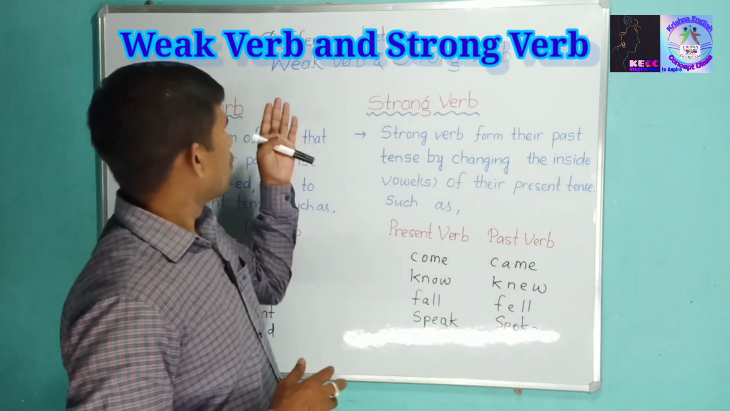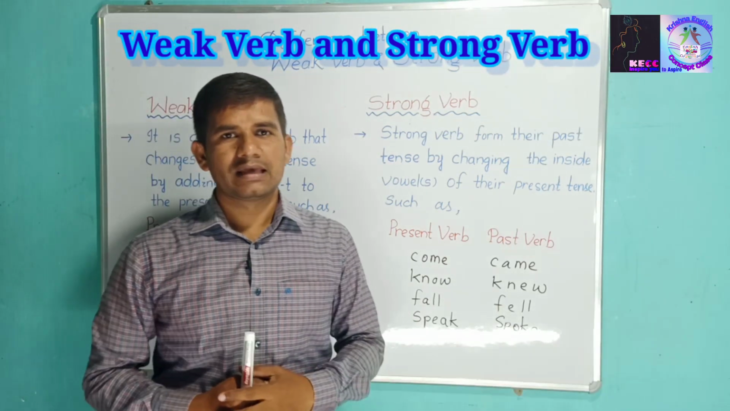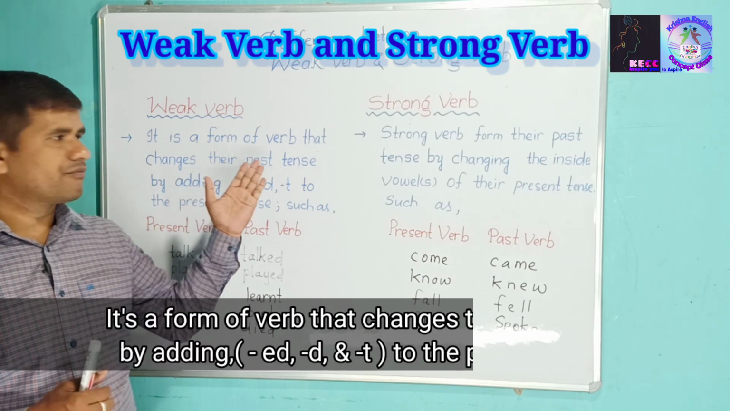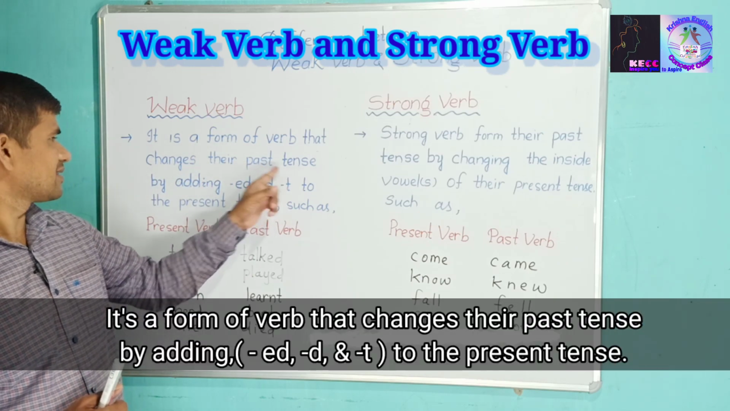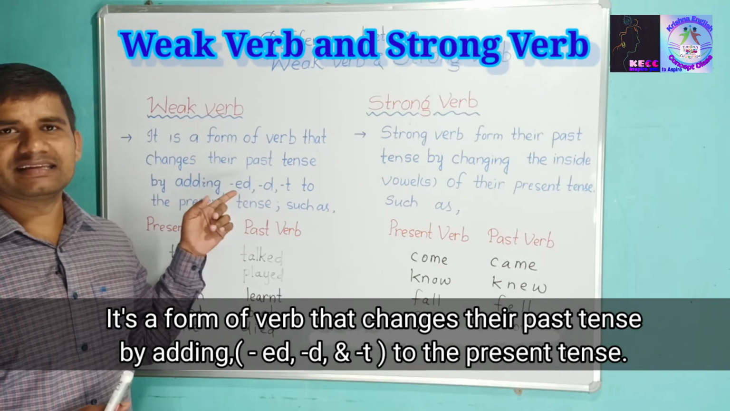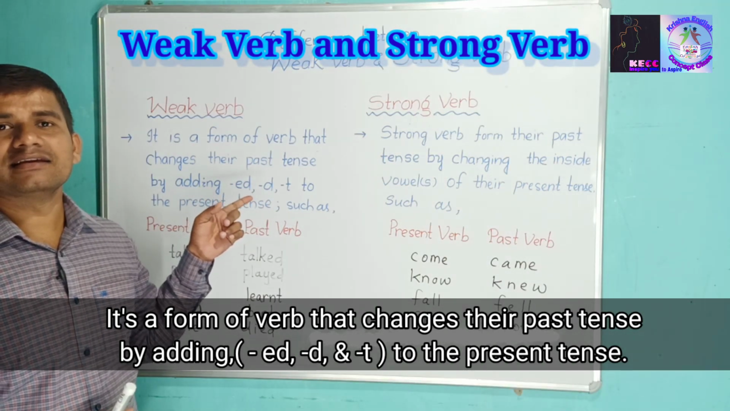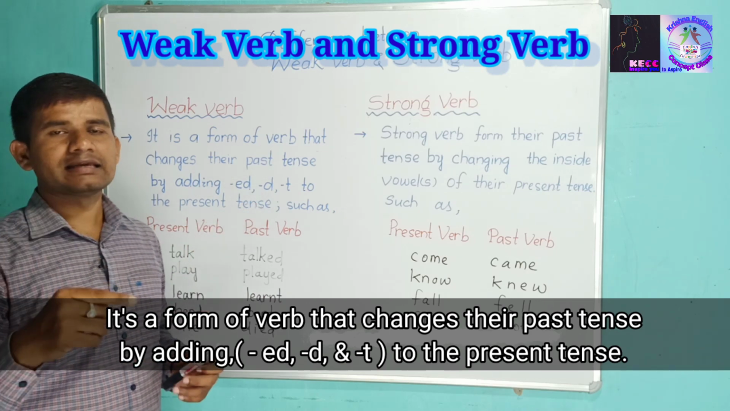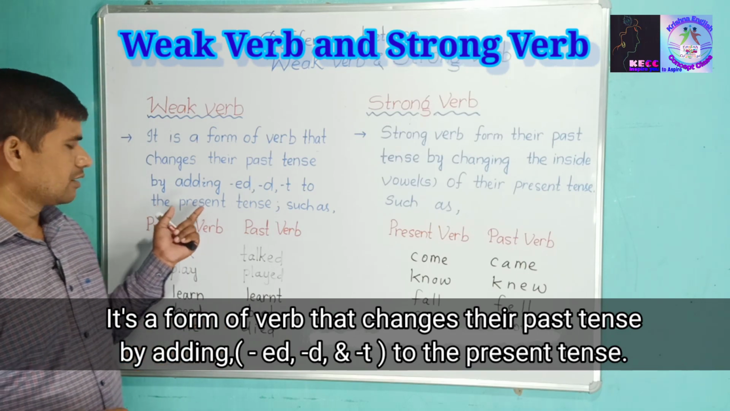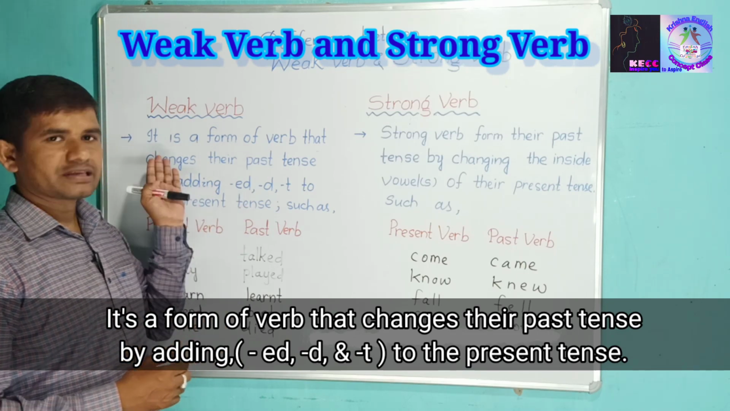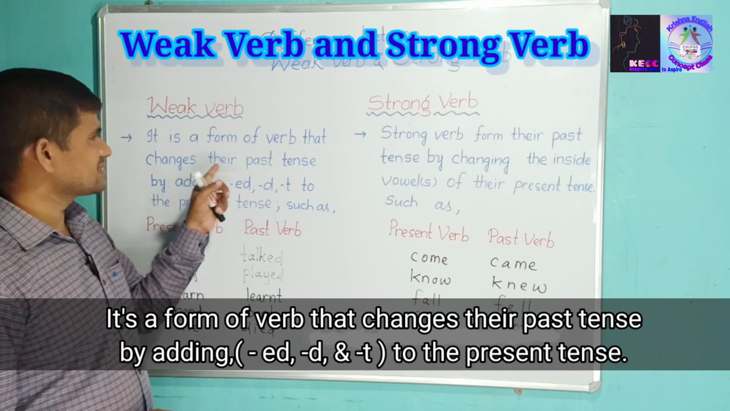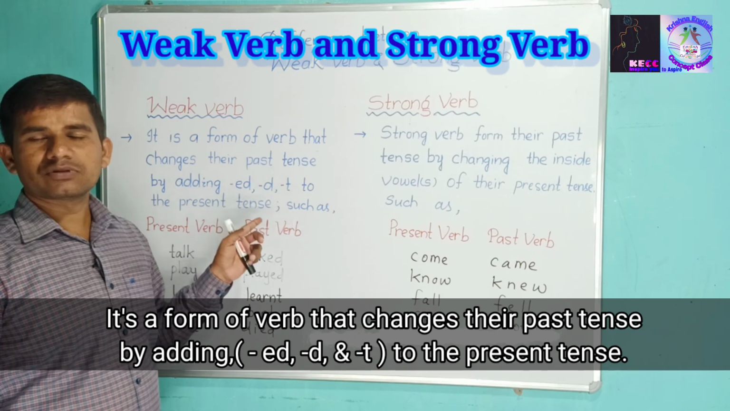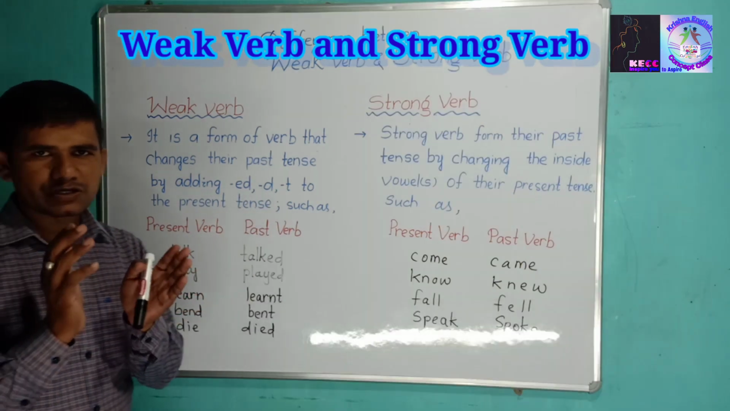Let's get started now. Weak verb and strong verb. Actually, friend, a weak verb is a form of verb that changes its past tense by adding ed, d, or t to the present tense. I hope you understood well.